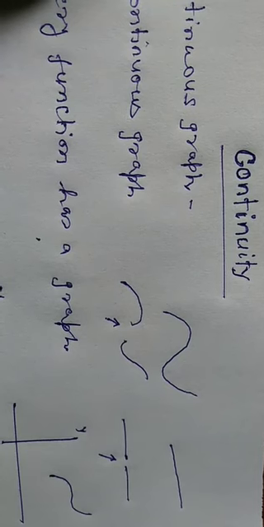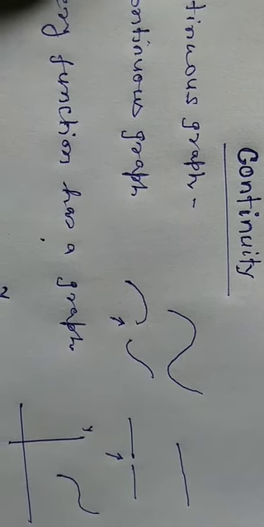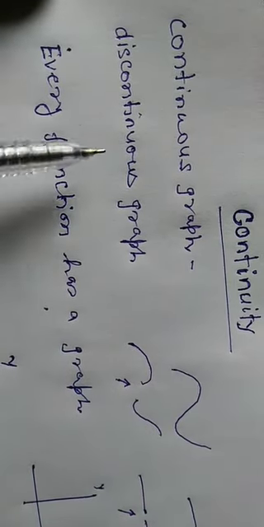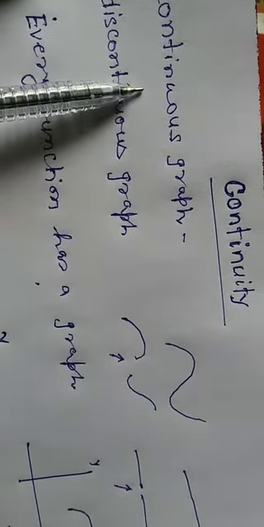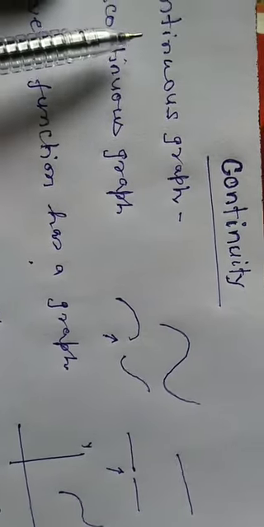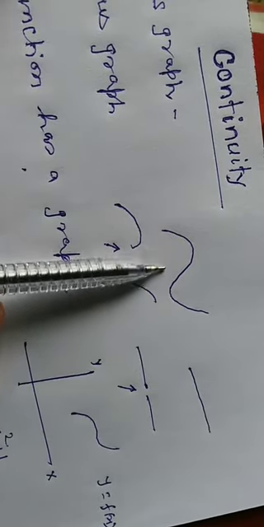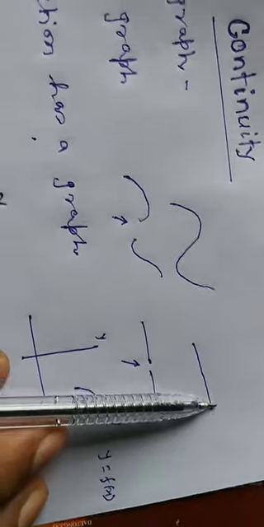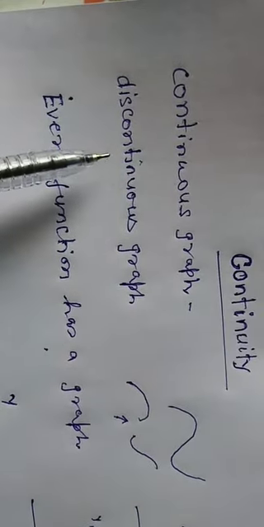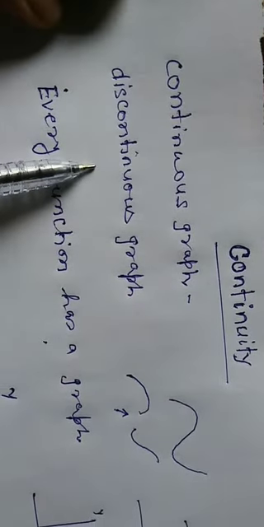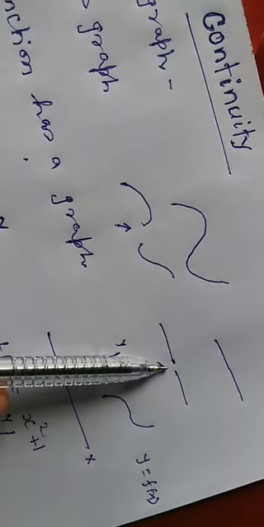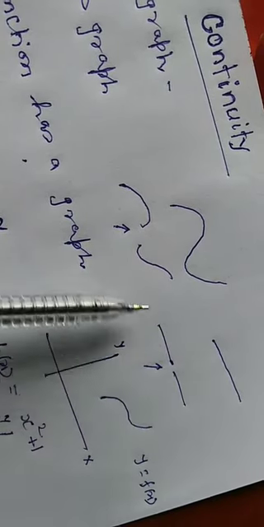Let us start a new topic, continuity, and let us see the meaning of continuous. What is a continuous function? First, see the graph of some function, that is, we can say a continuous graph. See the graph, there is no break, meaning it is continuous. This is a continuous graph. Next is a discontinuous graph. If you see a discontinuous graph, there is a break here and also a break here. So this is known as discontinuous.